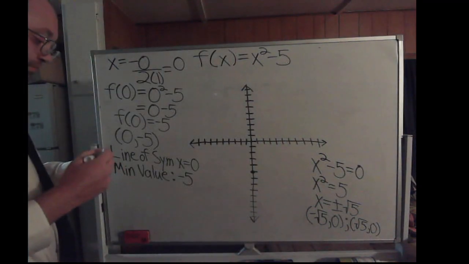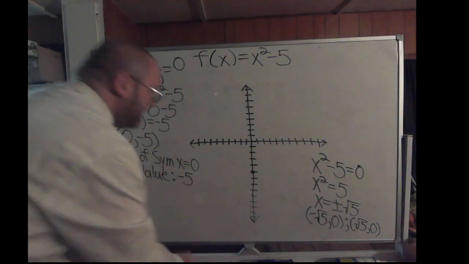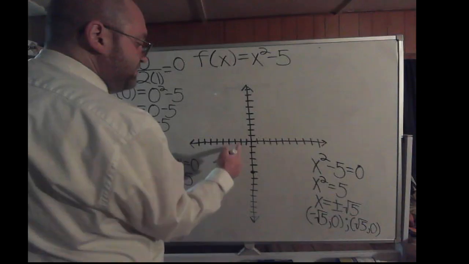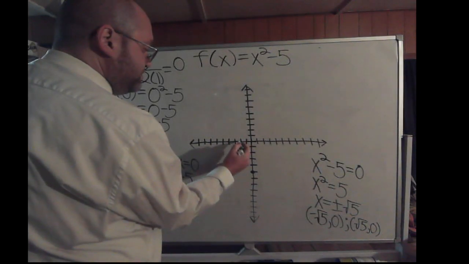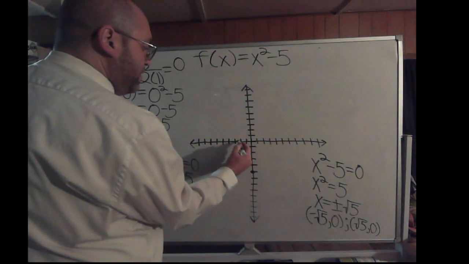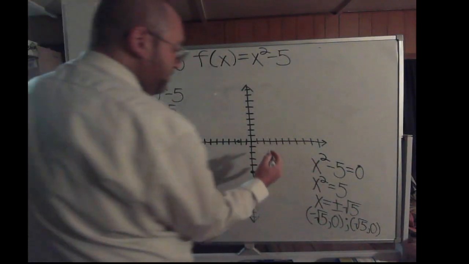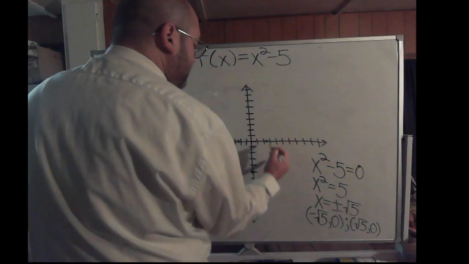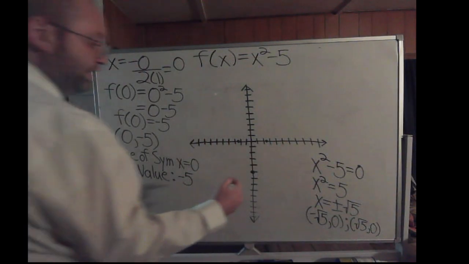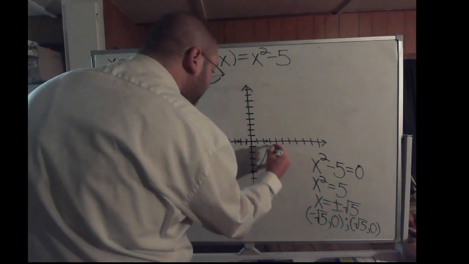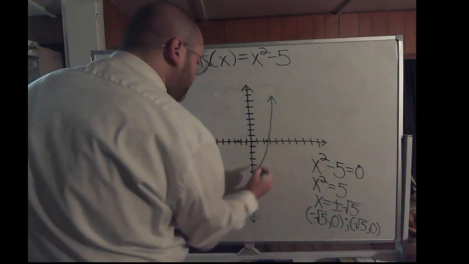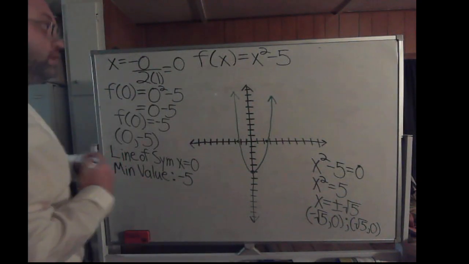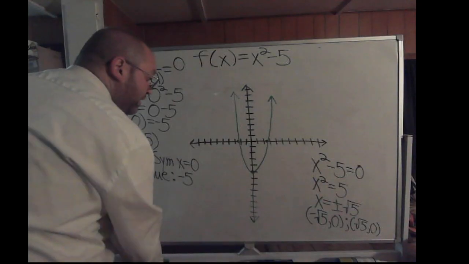Alright? So now let's plot the points at those 2 points. Negative square root of 5 is a little bit smaller than negative 2, so that's going to go about here. And then positive square root of 5 is a little bit greater than 2. That's going to go about here. Now we've got sufficient points. We can go ahead and connect the dots and draw a nice parabola. And what do you know? We have graphed f of x equals x squared minus 5.